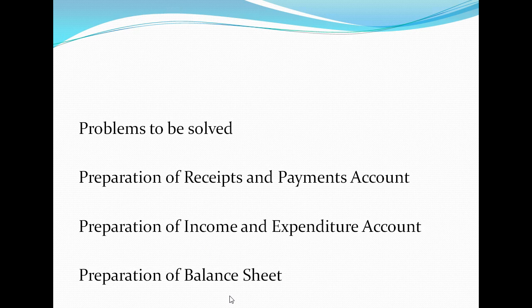Dear students, in the next session, we are going to solve problems relating to the preparation of receipts and payments account.